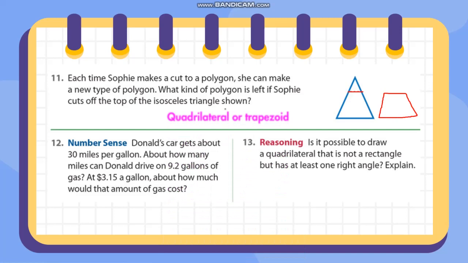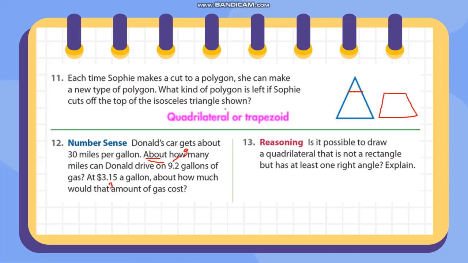Question number 12. Donald's car gets about 30 miles per gallon. About, so when we say about, it means you're going to estimate. About how many miles can Donald drive on 9.2 gallons of gas? Then, at $3.15, 3 and 15 hundredths dollars a gallon, about how much would that amount of gas cost? So, if I'm going to estimate, 9.2 becomes about 9. And 3.15 is about 3.